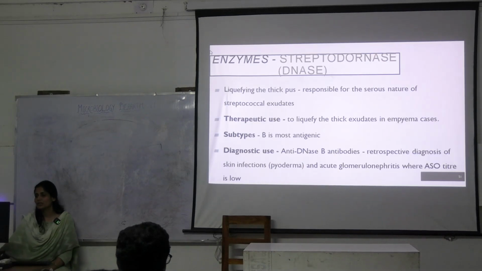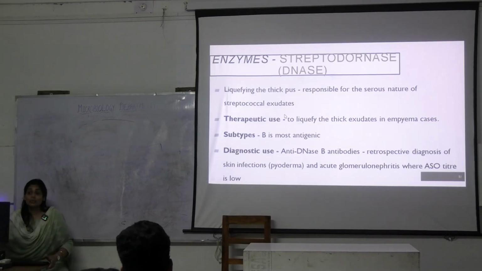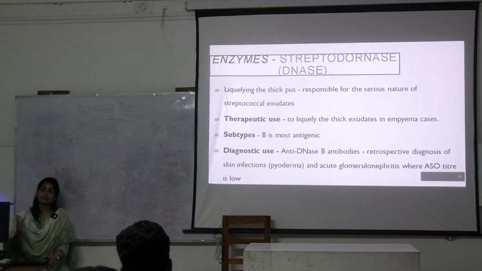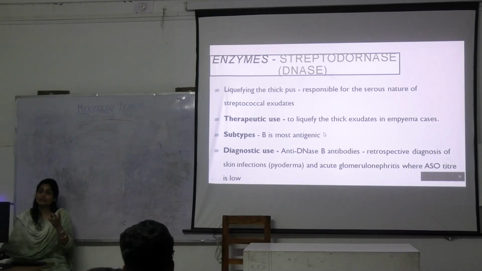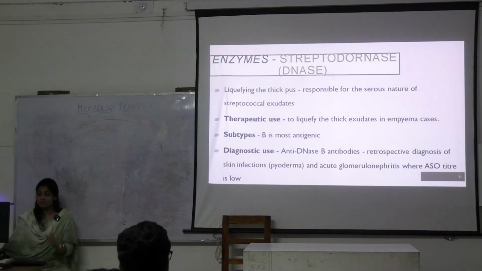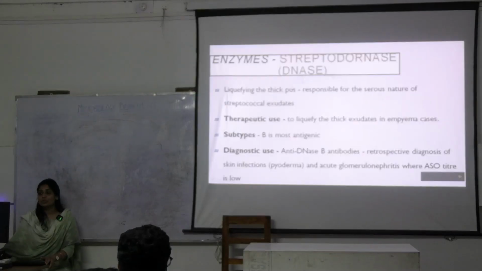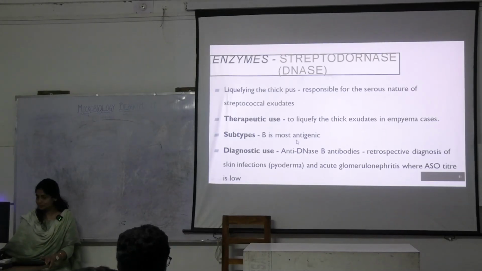And there are certain other enzymes, streptodornase, DNases. What do they do? They liquefy the thick pus. That is why when you see streptococcal pus, it does not appear yellow or thick. It will appear more like an exudate. Unlike in staphylococcus, you will see yellow, bright yellow, thick pus, because even on the agar plates you will see pigment, right? It will appear yellow, this pus. But in case of streptococcus, you will see exudate because it has this enzyme streptodornase which liquefies the pus. Okay.